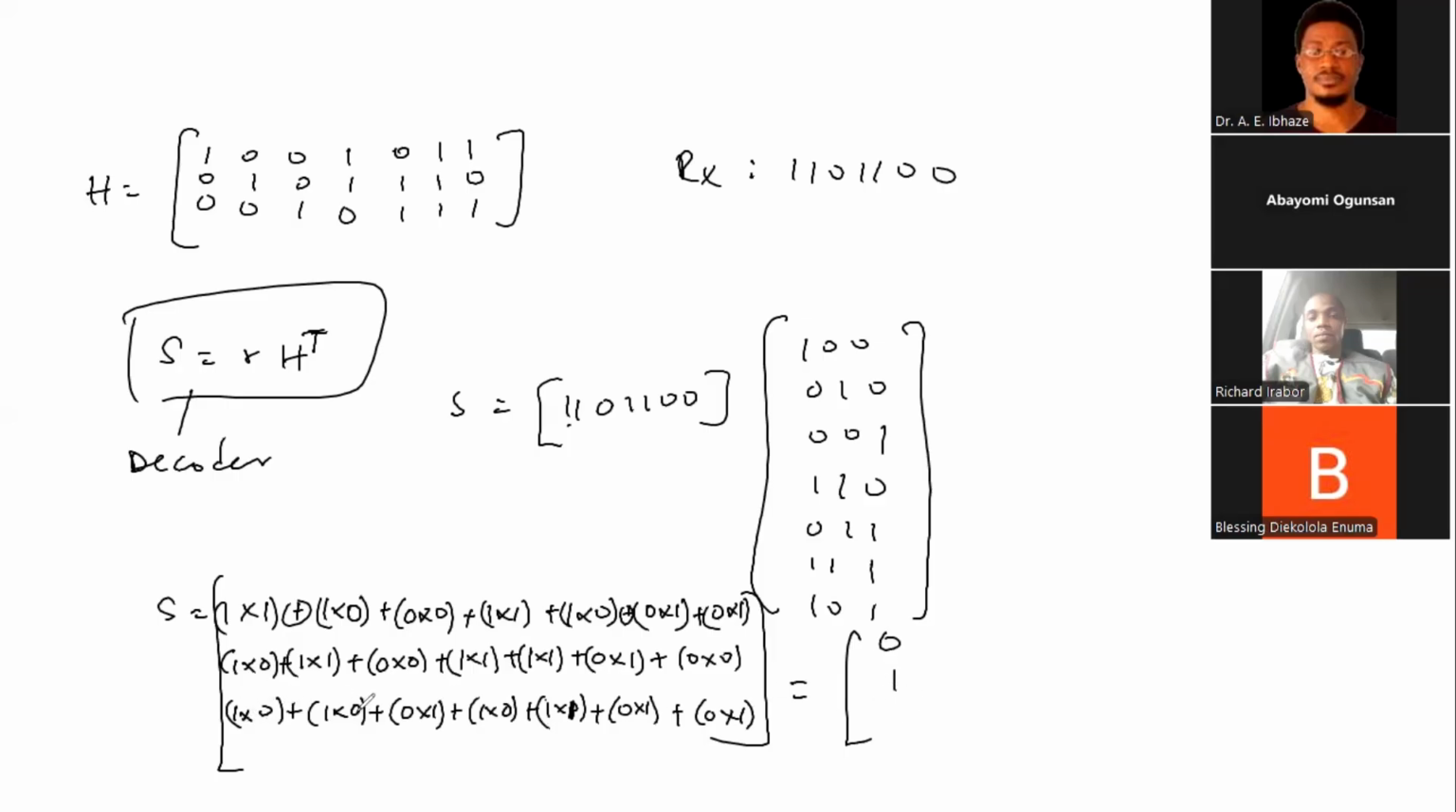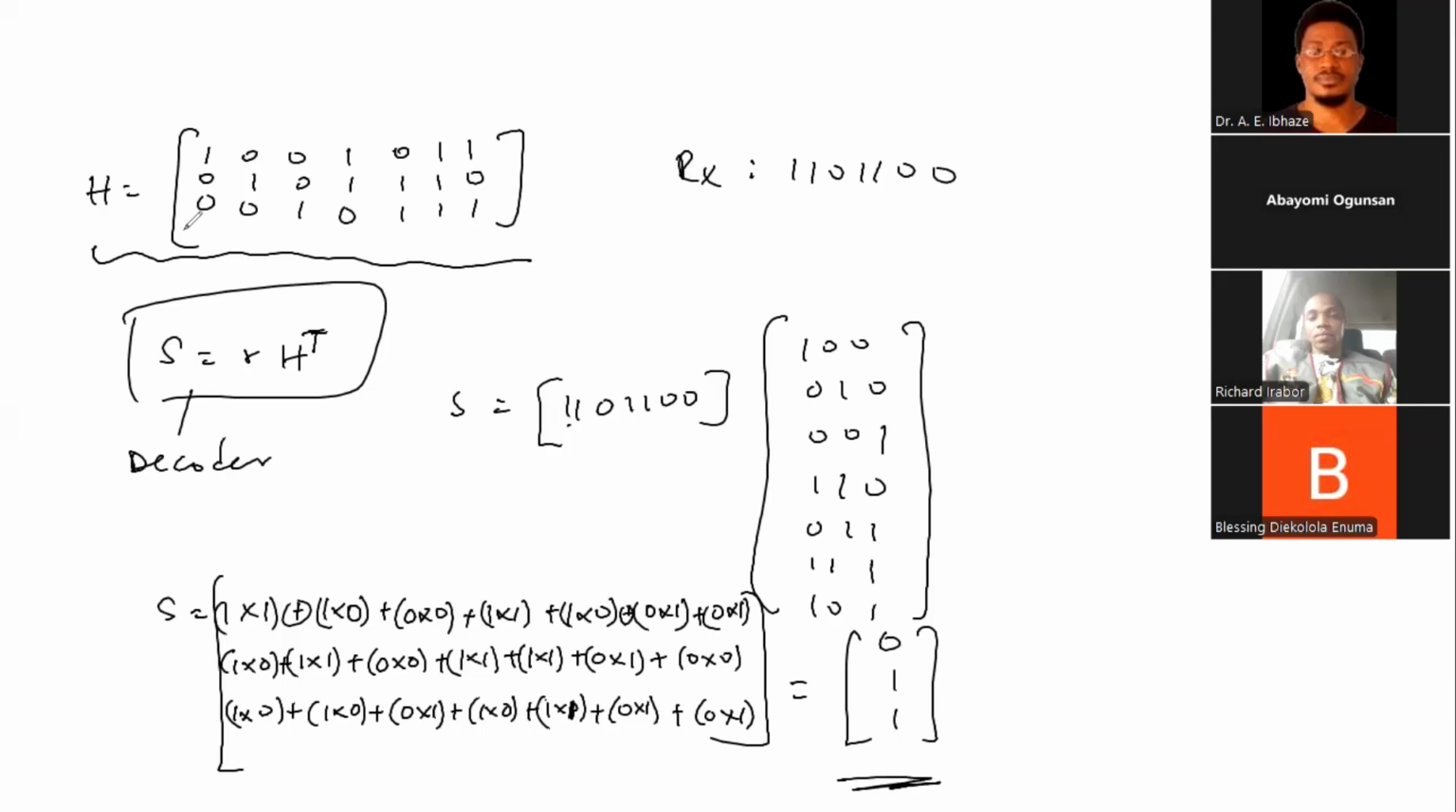So this is 0 again, times 0, plus 0, plus 0 is all zeros, plus 0, 0, plus 1 is 1, plus 0, 1, plus 0, 1. Now, since the syndrome is not all zeros, it means there's an error. So what we now have to do is come back to our parity check matrix to check the column that matches this.